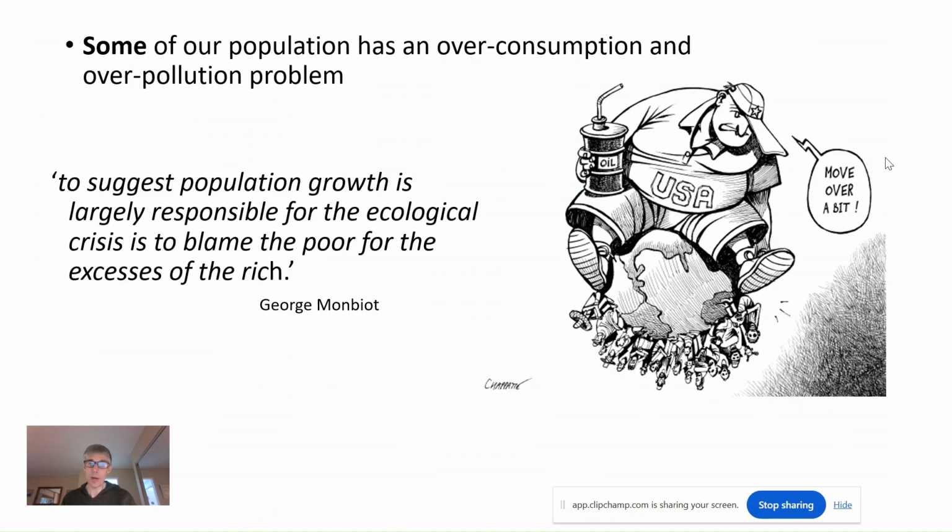So here's my key takeaway. This quote from George Monbiot: "To suggest population growth is largely responsible for ecological crisis is to blame the poor for the excesses of the rich." How do we get here? Demographic transition. It solves the population problem, but it gives us an affluence and resource use problem, which we need to solve. And I should point out that this is basically me. My lifestyle is to blame for many of our worst environmental impacts, and anyone else who is wealthy like myself. We are the ones who are driving primary damage at this point in time.